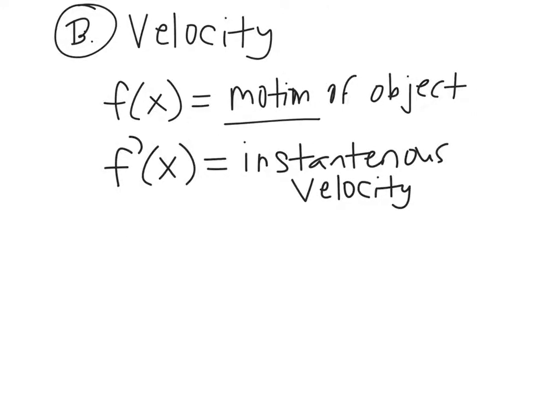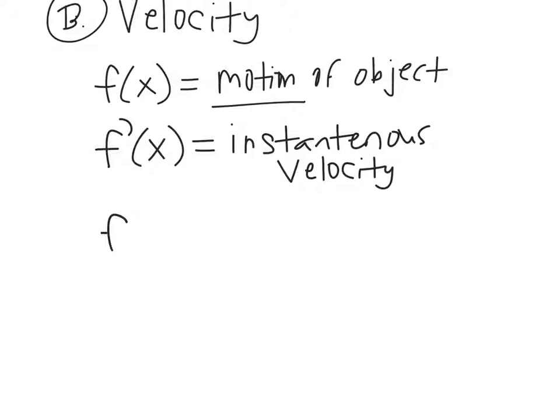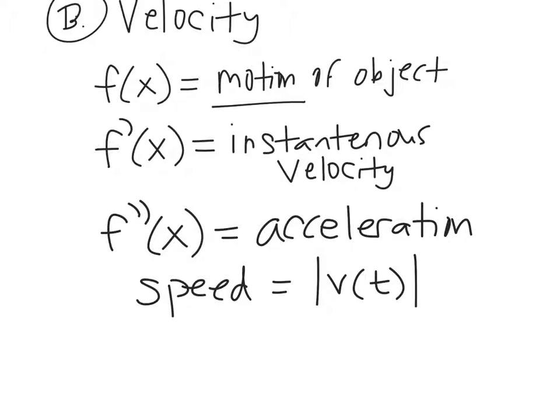Sometimes velocity is negative, sometimes it's positive. If you're going backwards, it's negative. If you're going forward, it's positive. Or if you're going down towards Earth, it's negative, stuff like that. And then if you take the second derivative, that's the change in velocity. Do you know what that is? Acceleration. It's the acceleration of the object. And then the speed of the object is always going to be the absolute value of the velocity. So speed is always a positive number.